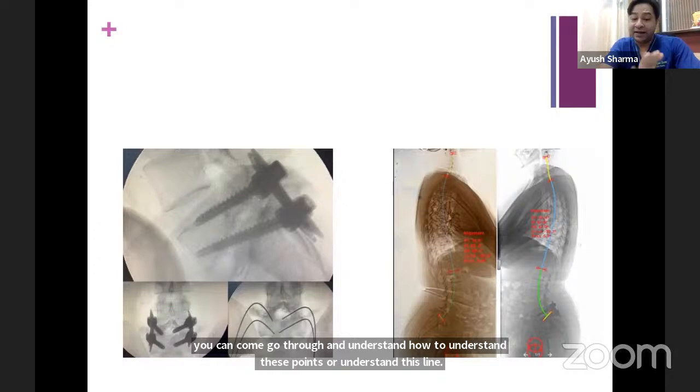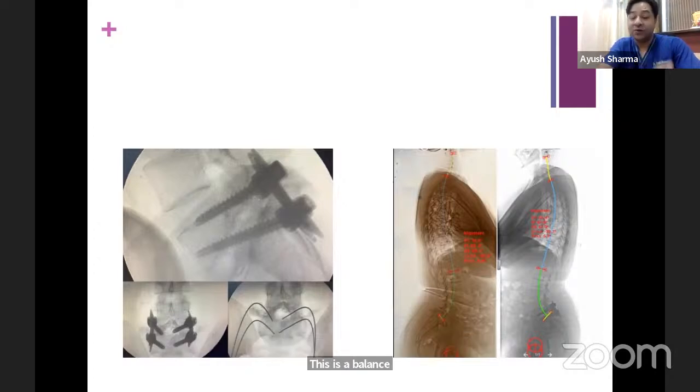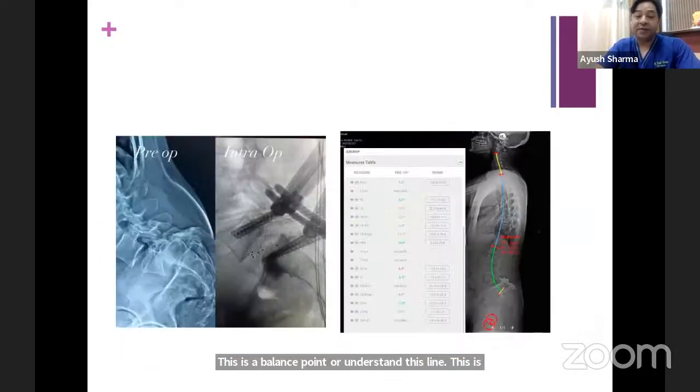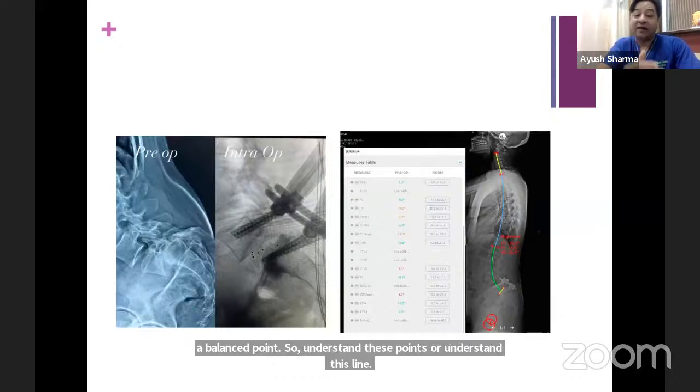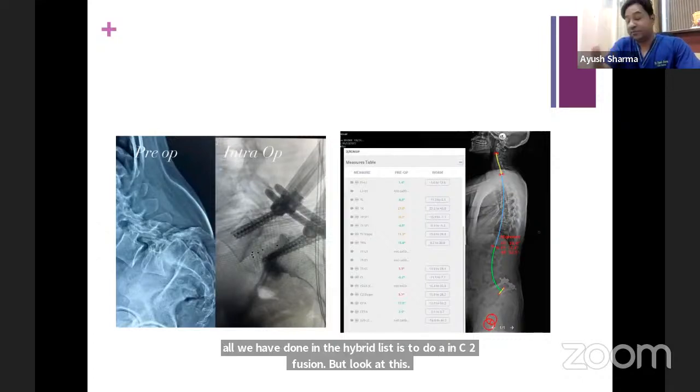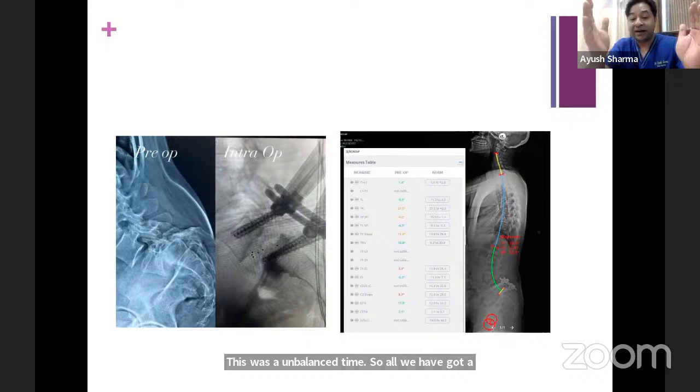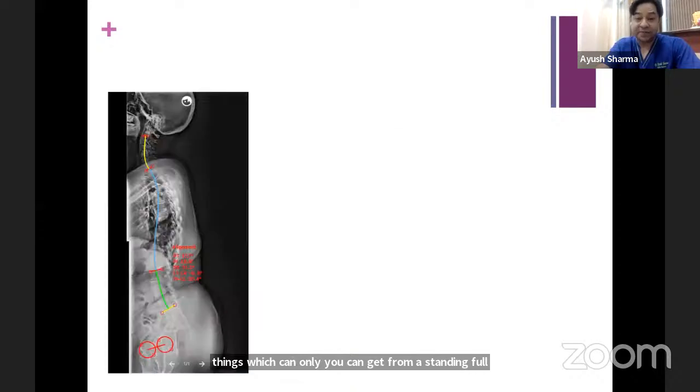So all we have done in this high-grade listhesis is an in situ fusion. But look at this. This was an unbalanced spine, so we did a complete reduction in this case. And this is the final standing X-ray and final measurement showing that this spine is completely balanced. So these are important things which you can get from a standing full-length X-ray.